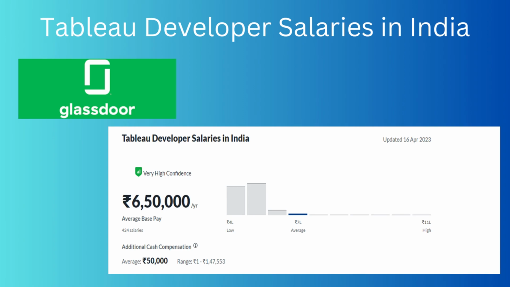Here is a rough breakdown of Tableau data developer salaries in India by experience level. If it is entry level, it varies from 6 lakhs to 8 lakhs per annum. If it is mid level, it is from 10 to 14 lakhs per annum. If they are at senior level, it is between 16 to 18 lakhs per annum. Again, these are just rough estimates and can vary depending on the various factors mentioned above.